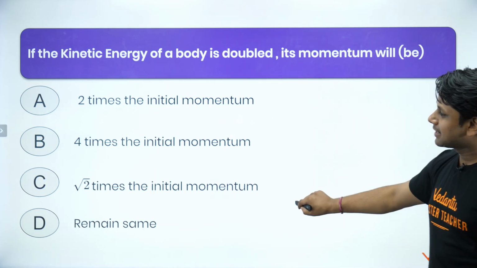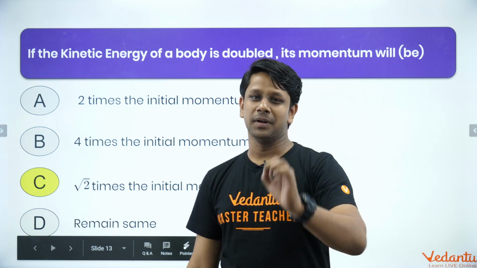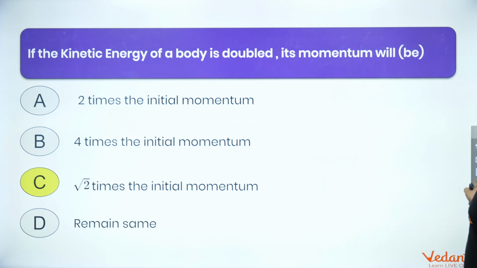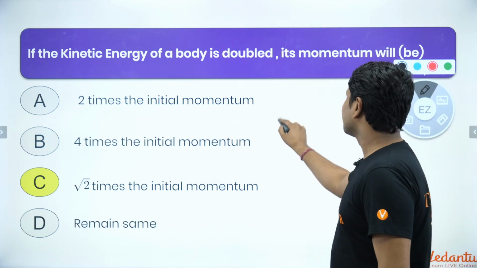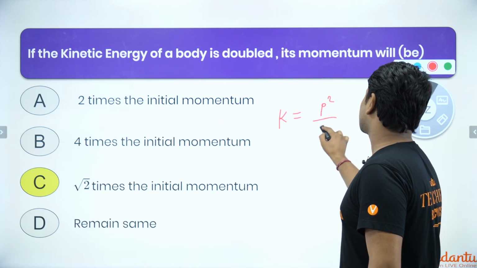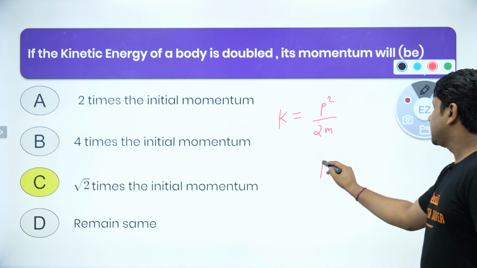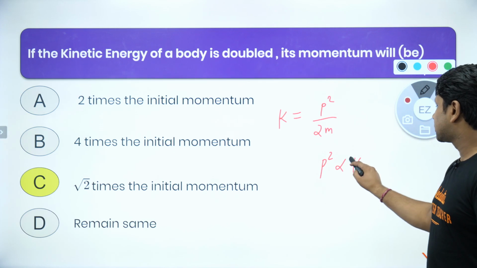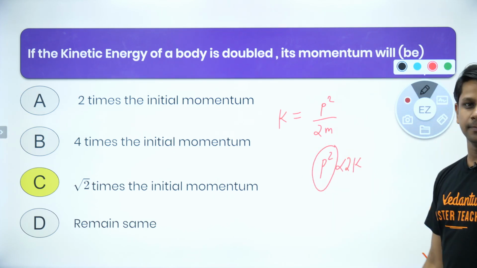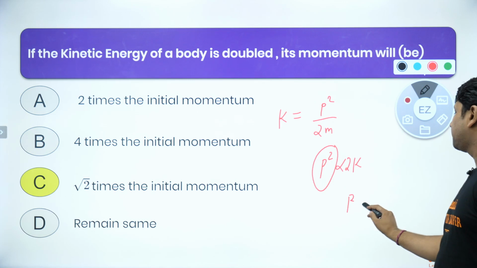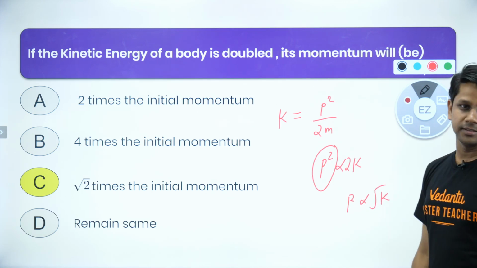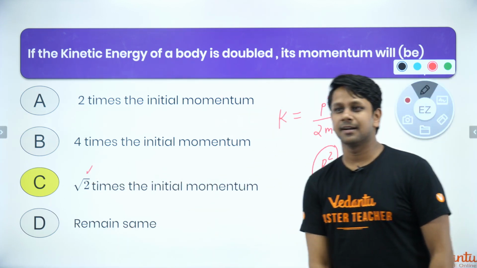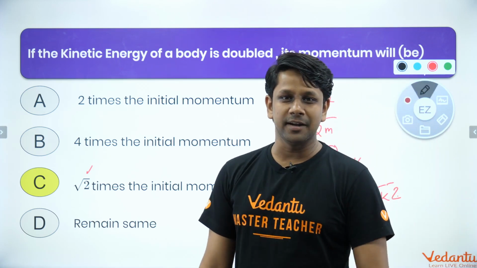Great bachcho. And the correct answer as expected, it's C only. That is root 2 times the initial momentum it would become. Now, how do we crack this one? There is nothing. The simple formula. So, kinetic energy is basically P square divided by 2m. That gives me P square is proportional to kinetic energy. If kinetic energy becomes 2 times, then see what will happen to momentum. Because it is a square, so you can say P is also proportional to root of kinetic energy. Kinetic energy becomes 2 times, so root 2 times momentum would become. C is the correct answer. Done and dusted. Easy peasy, right bachcho?